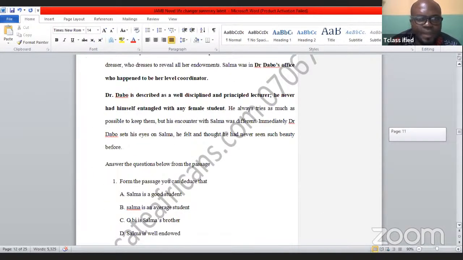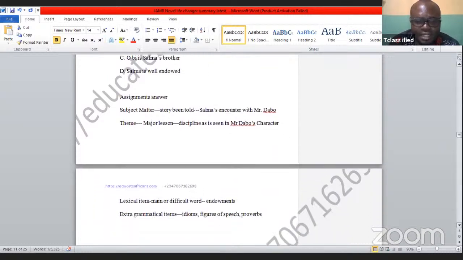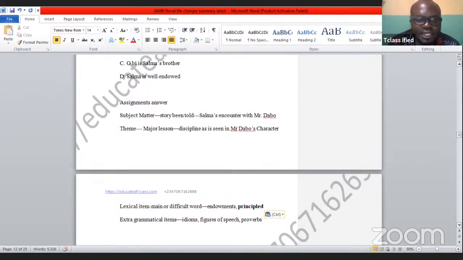Principled. So you are told that Mr. Dabo is a principled man. This is a jargon used in describing the character of teachers. So this is another difficult word, though I know you know the meaning of principle. Then under extra grammatical items, figures of speech. So what do we see there?